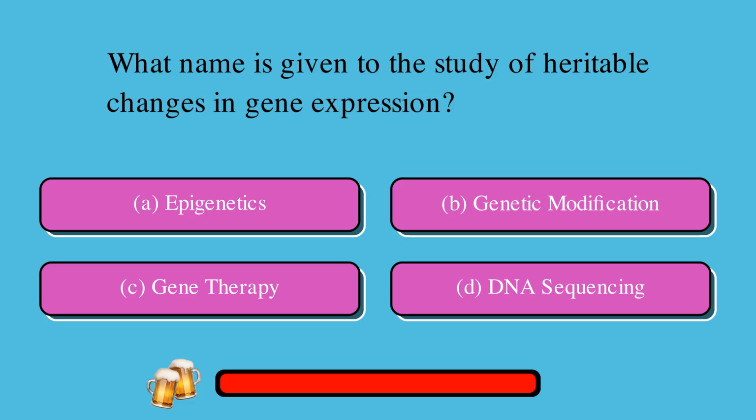What name is given to the study of heritable changes in gene expression? A. Epigenetics, or B. Genetic modification, or C. Gene therapy, or D. DNA sequencing? The correct answer is A. Epigenetics.